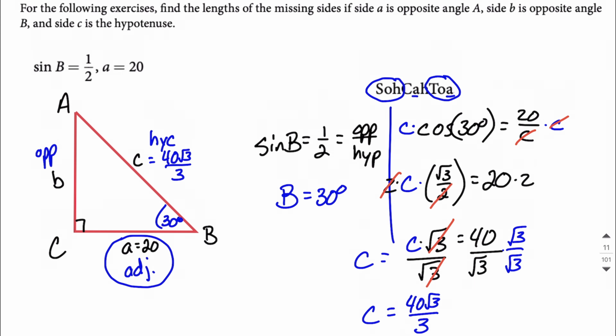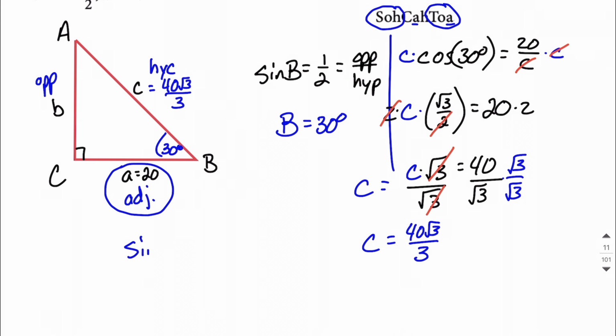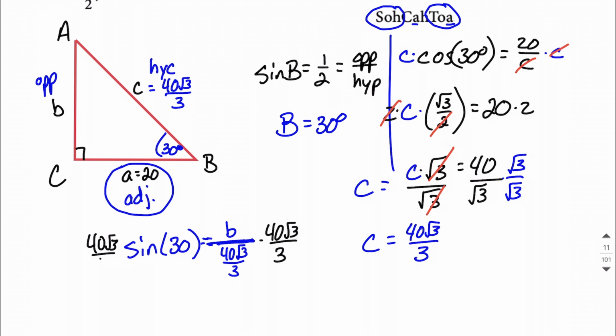So let's go ahead, and I'm going to suggest we use sine of 30, which is going to be opposite over hypotenuse. So in our case, opposite is b, still unknown, over the hypotenuse, which we just solved for, 40 square root of 3 over 3. Remember, our big fractional division bar is going on right there. All right, from here, a little bit of solving down needs to happen, right? We're trying to isolate the b, the one unknown here. So let's go ahead and multiply by 40 square root of 3 over 3 on both sides.